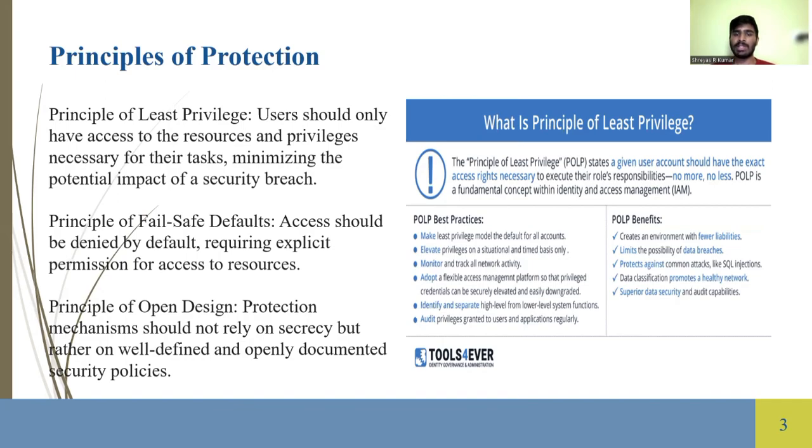Now let's see the POLP best practices. Make the least privilege model the default for all accounts. Elevate privileges on a situational and timed basis only. Monitor and track all network activity. Adopt a flexible access management platform so that privileged credentials can be securely elevated and easily downgraded. Identify and separate high level from low level system functions. Audit privileges granted to users and applications regularly.